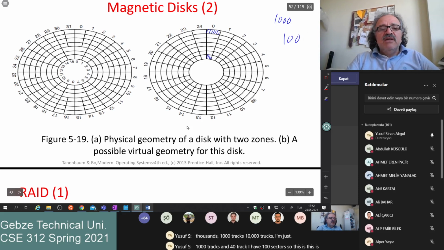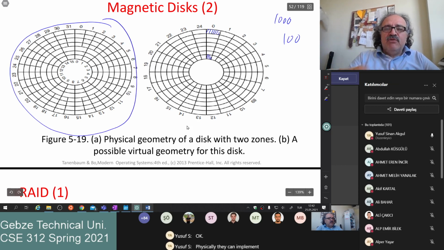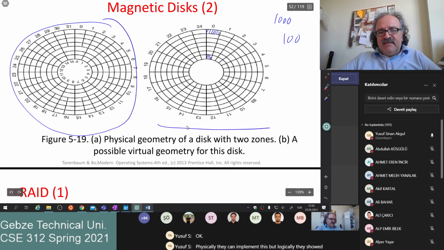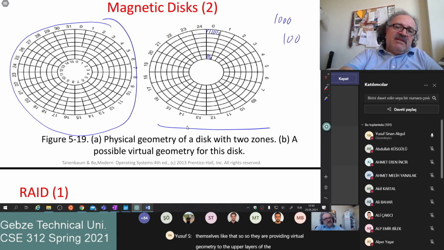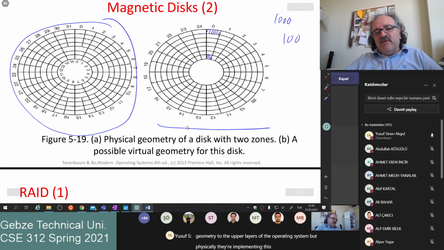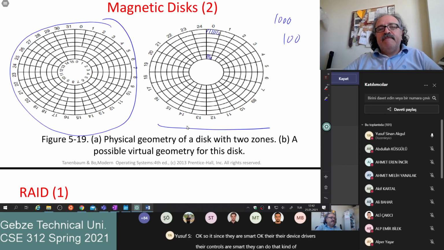It is much faster. So the solution is this: the disks are becoming much smarter. Physically they can implement this, but logically they show themselves like that. So they provide a virtual geometry to the upper layers of the operating system, but physically they implement this. Since their device drivers and controllers are smart, they can do that kind of virtualization. Okay, good.